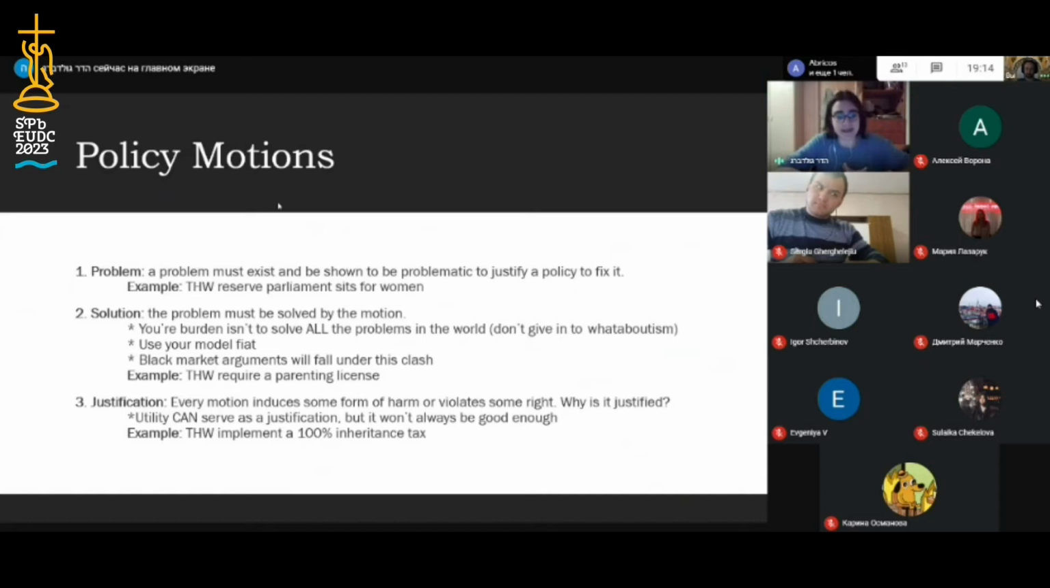Let's do a quick example of this, and I will ask you to participate. As a note, when I share screen, I cannot see your faces. It's mutually exclusive, so I will just ask you to be assertive and unmute yourself to answer questions. In the motion, this house would reserve parliament seats for women. Anyone has any idea what could be the problem that the motion is aiming to solve?